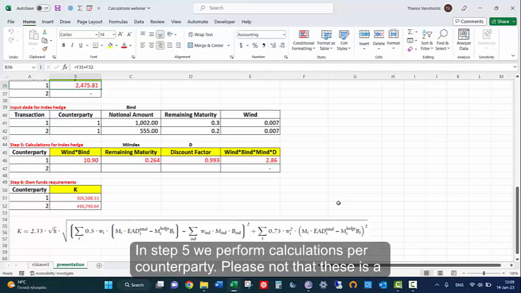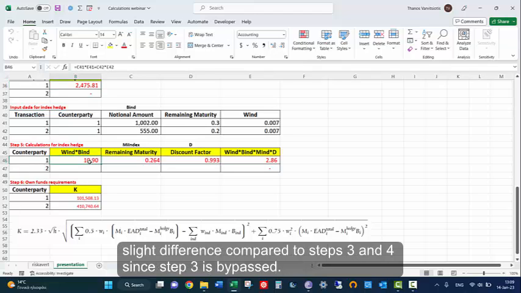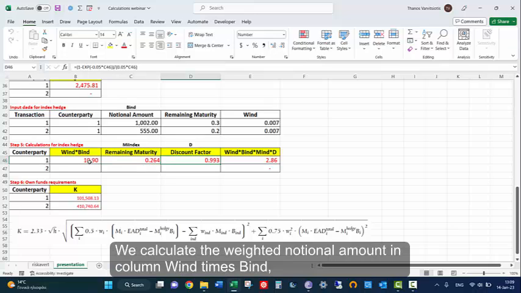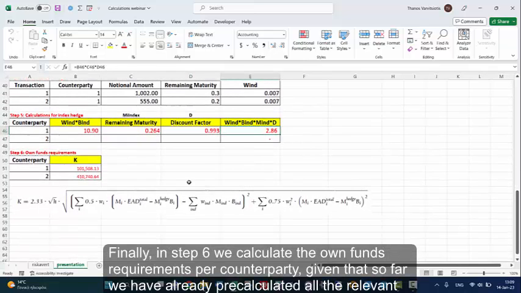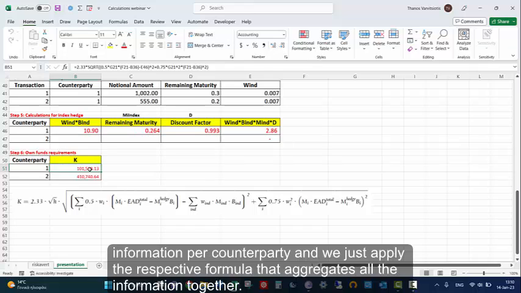In step 5, we perform calculations per counterparty. Please note that there is a slight difference compared to steps 3 and 4, since step 3 is bypassed. We calculate the weighted notional amount in column WIND times BIND, the remaining maturity, the discount factor, and the product of the 3. Finally, in step 6, we calculate the own funds requirements per counterparty, given that so far we have already pre-calculated all the relevant information per counterparty, and we just apply the respective formula that aggregates all the information together.